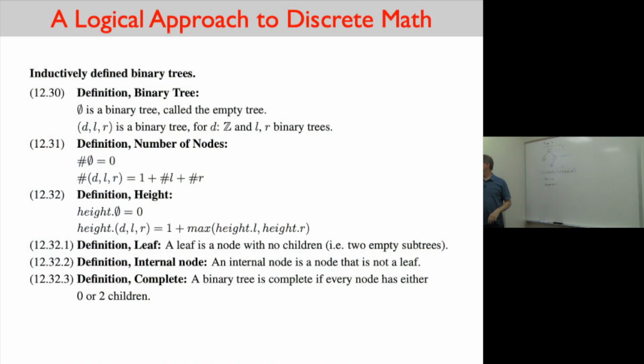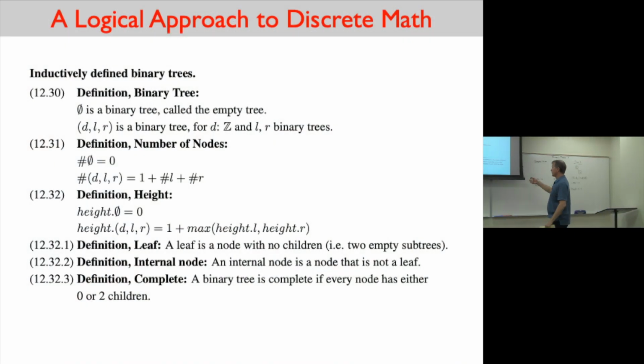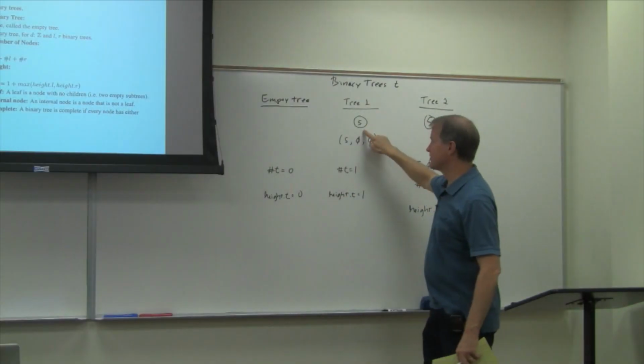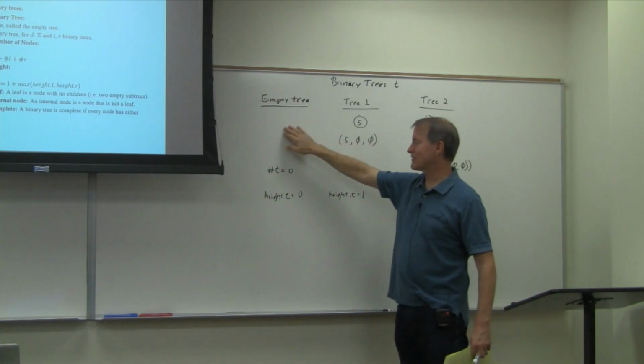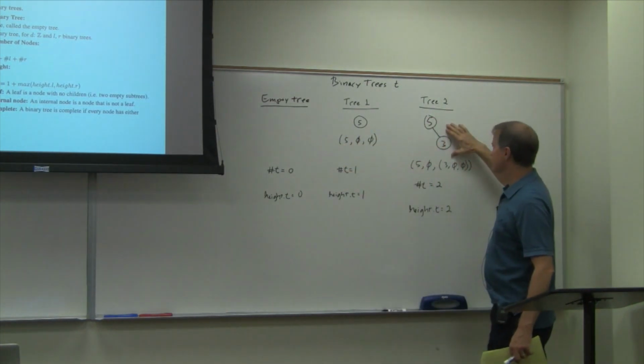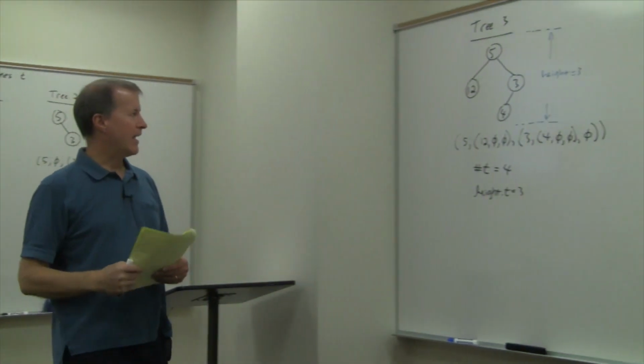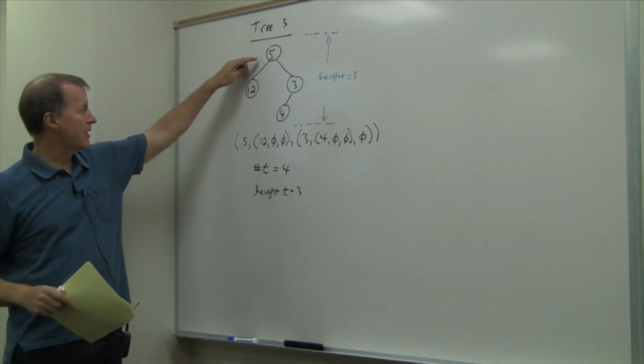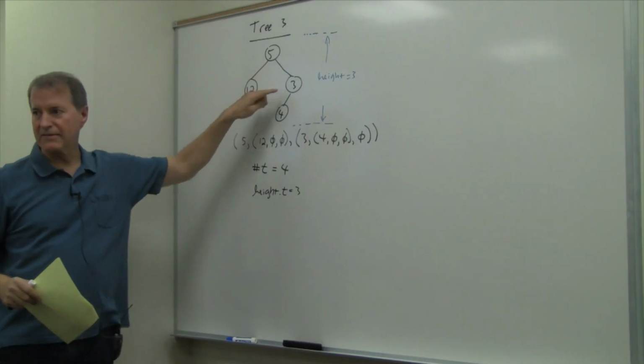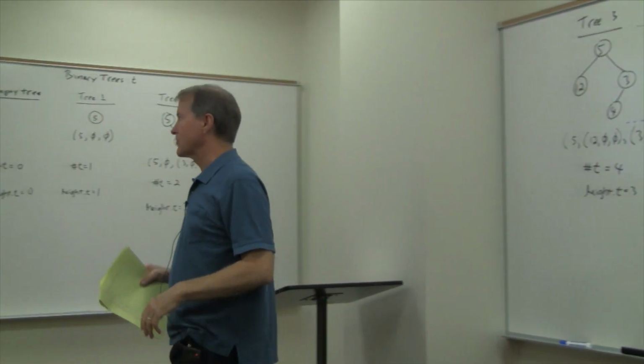Okay? Next definition, internal node. An internal node is a node that is not a leaf. Well, that's easy. So does this have any internal nodes? Does this have any internal nodes? Does this have any internal nodes? 5 is the internal node. And the internal nodes here are what? 5 and 3. Okay, so that's the definition of internal node.